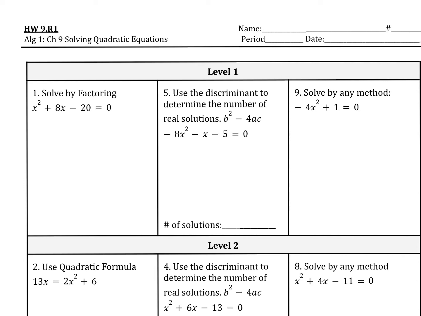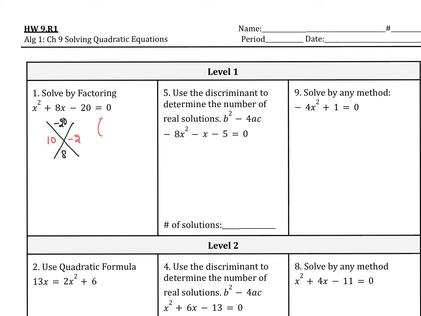So number one is solving by factoring. When we solve by factoring, we are going to apply the cross method. On the top is -20. On the bottom is 8. Two numbers we are looking for are going to be 10 and -2. 10 minus 2 is 8, and 10 times -2 is -20.